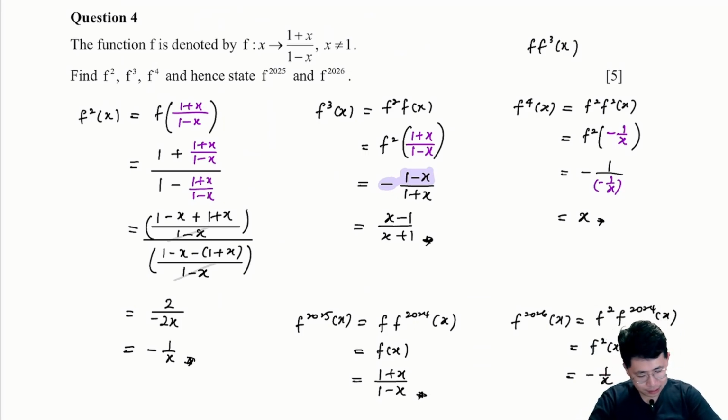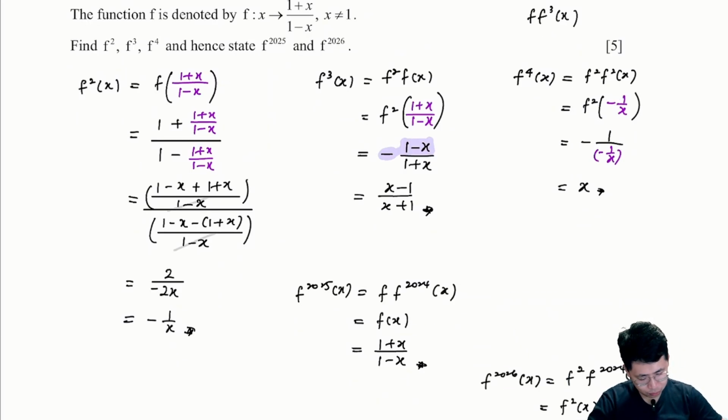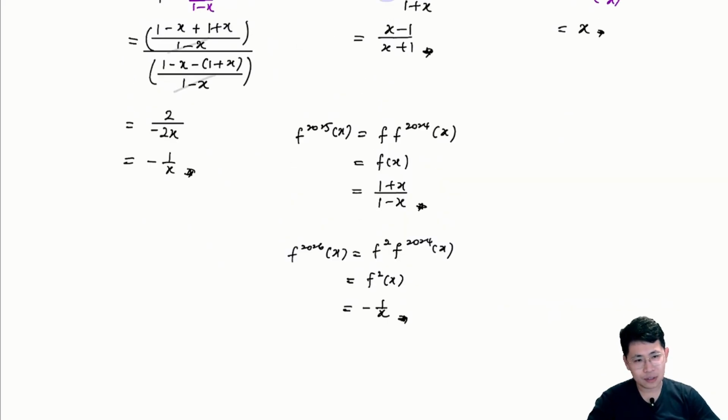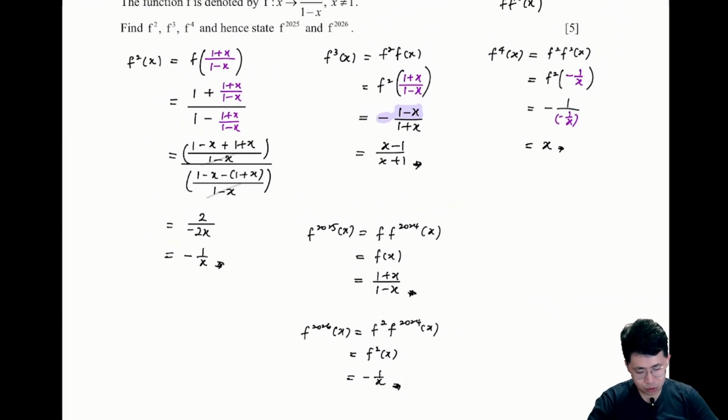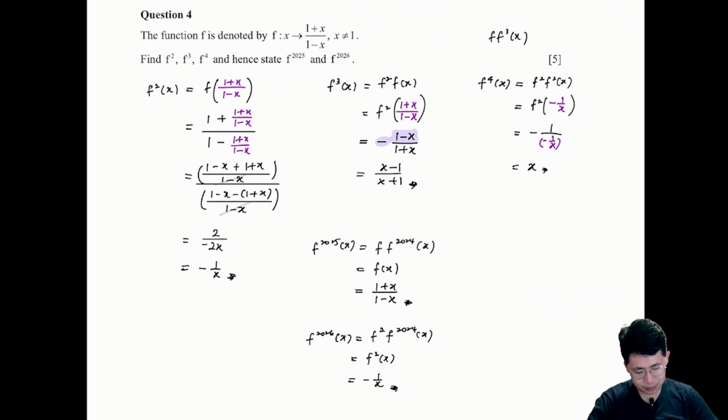Okay, let me write below so that it's easier. Something like this. f2 of f 2024, so this one is just replaced with x, and then we'll get f2 of this, which is equal to negative 1 over x. So this is how we make use of all these properties to make it easier to calculate the big composite functions. Okay, so this is for question 4.